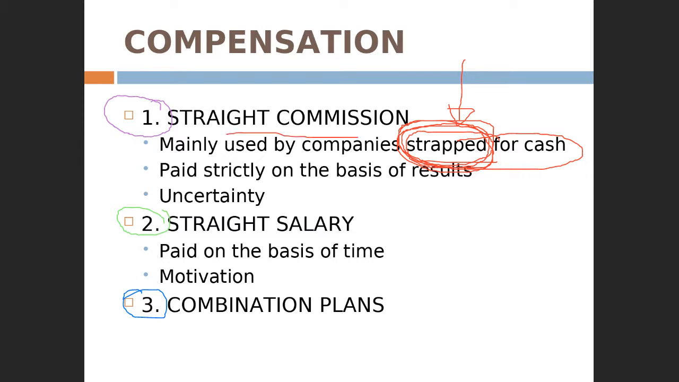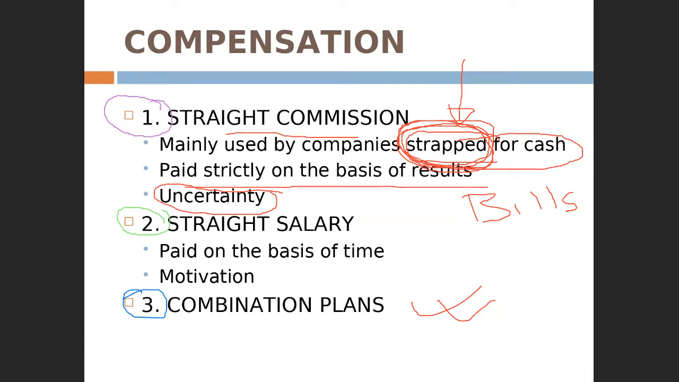In a straight commission method, the people are paid strictly on the basis of results. The more you sell, the more money you get. But there is uncertainty if you don't sell, because it takes a while to build your customer base. If you're not making any money in the first couple of months, how do you pay your bills? So some companies will use the combination plan. They'll give you a small salary to make sure you survive the first 2-3 months while you're building your customer base, and then you take off based on how well you do in sales.